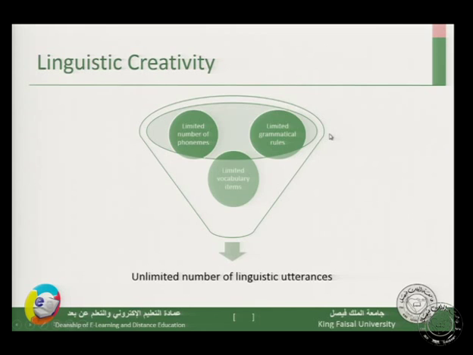The funnel shows you that with these limited things we can create unlimited utterances, unlimited sentences, unlimited linguistic items. So with just a limited number of phonemes, vocabulary items, and grammatical rules, we can create an unlimited number of linguistic utterances. And we should be thankful to Allah for this, because our language is creative. We are able to communicate, and we don't even have the time just to think about this grace. Okay?